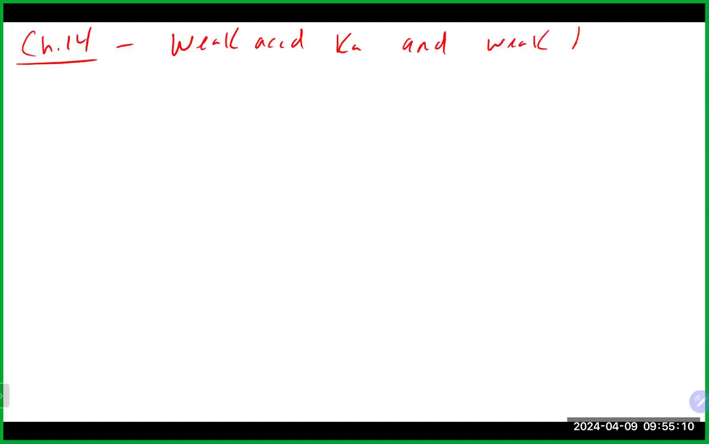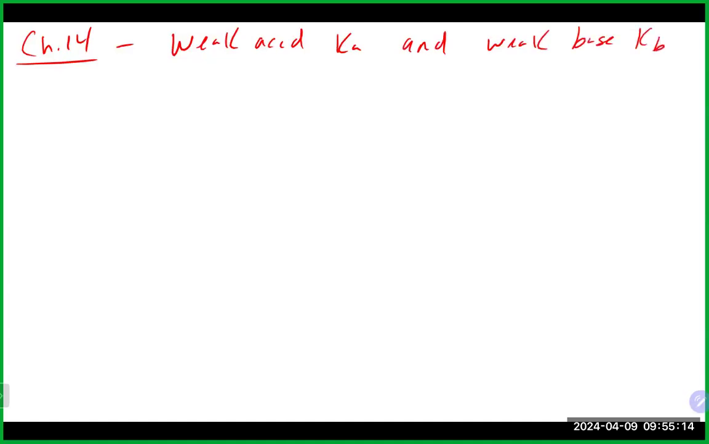Okay, we're going to continue on here. Not surprisingly, still chapter 14 here. Last time we talked about something. I believe we talked about weak acids and again, Ka problems and also weak bases, which are Kb type problems.